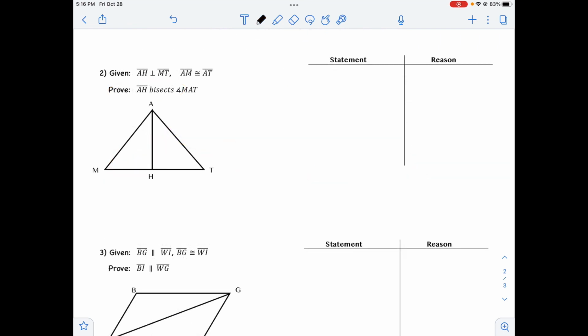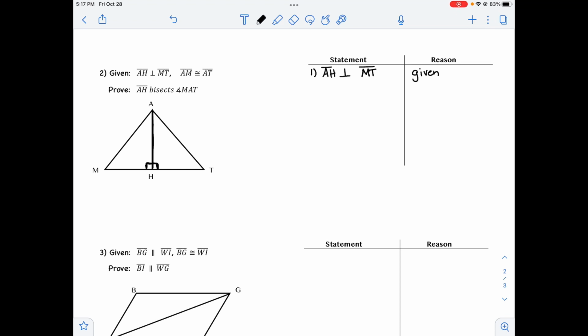All right, example 2. We got some given information, so we're going to start with that. So our first thing is we're given segment AH is perpendicular to segment MT. That's given. So we'll make some marks there. If we've got AH and it's perpendicular, then we got to think about what that looks like. So AH is here, and it's perpendicular to MT. That means this angle here and this angle here are both right angles. Perpendicular makes right angles. So we got right angles.